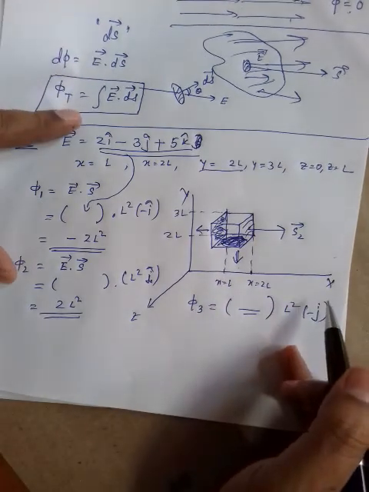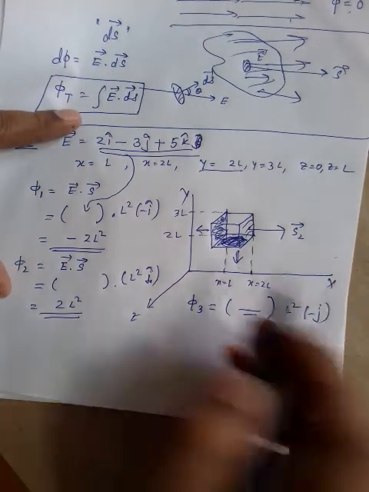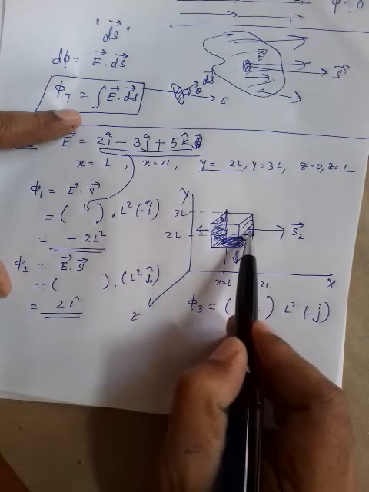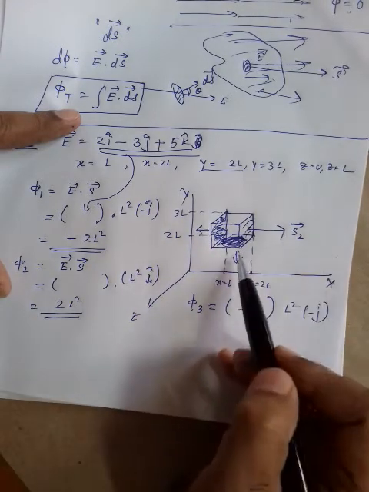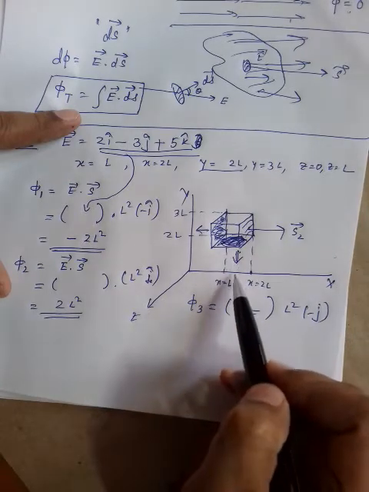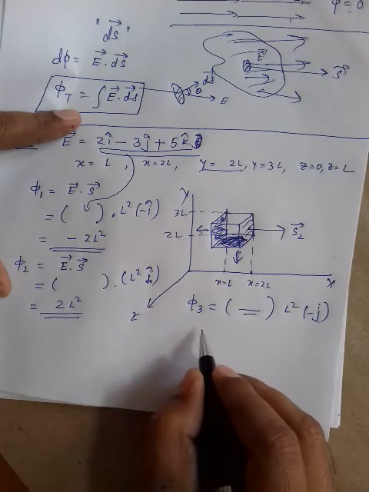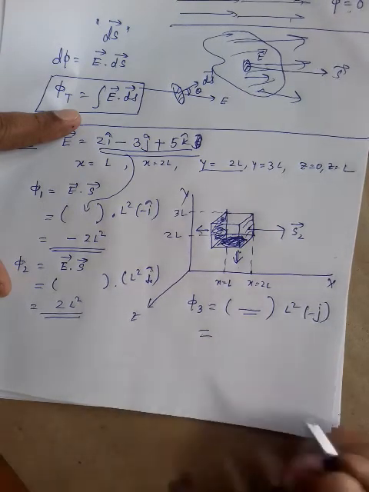Area you should always write perpendicularly outside. Previously from the first surface, area perpendicularly left. For the right surface, perpendicularly right. For the bottom surface we are writing, so perpendicularly bottom, always outside. Area always present outside the object, perpendicularly.